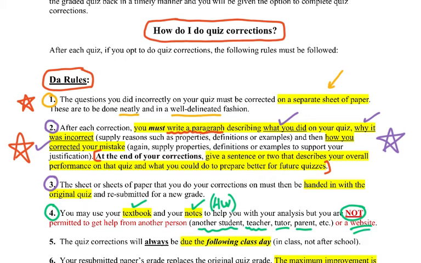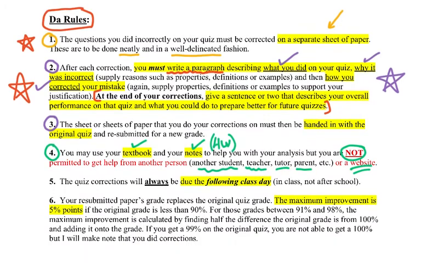Okay, folks? The idea here is for you to learn from your mistakes. So you have to do it yourself. And we do follow the honor code when we do these quiz corrections. Okay, so only textbook, only notes, and your homework to help you out. And I guarantee one of those 3 things has the way to do the problem that you're trying to fix. All right, the corrections will always be due the next class period, unless I tell you otherwise, but most of the time it's due the following day.